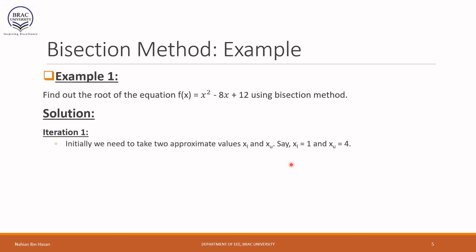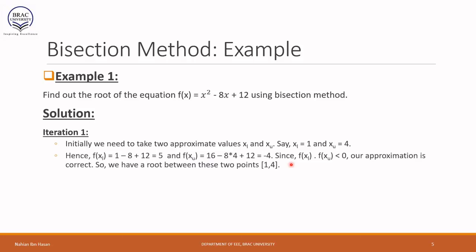So we need to verify our assumption. How do we verify it? We find the values of f(xl) and f(xu). That means we find the function values at these 2 points, x equal to 1 and x equal to 4. If we insert these two values in the function f(x), we find that f(xl) turns out to be 5, and f(xu) turns out to be minus 4.